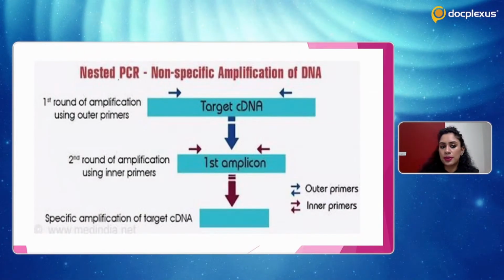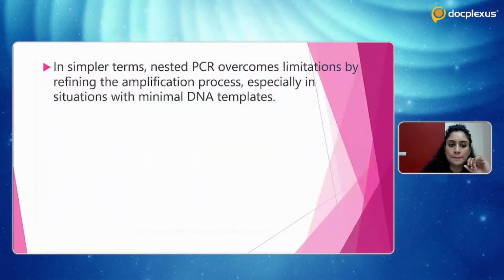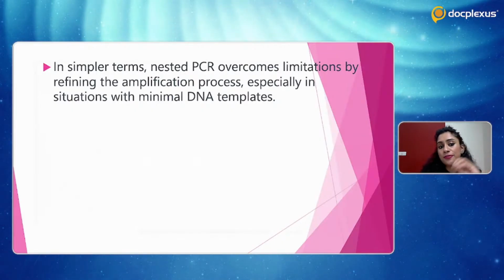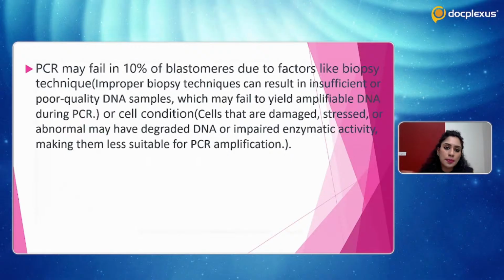In the first round of amplification, use the outer primers. The target DNA is taken and amplified. In the second round of amplification, we use inner primers. The first amplicon is transferred to another separate tube, and there is specific amplification of the target DNA. In simpler terms, nested PCR overcomes the limitations by refining the amplification process, especially in situations with minimal DNA templates. It may fail in about 10% of blastomeres.